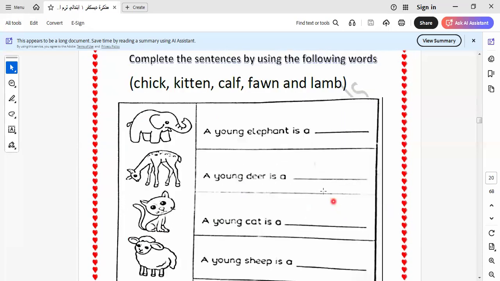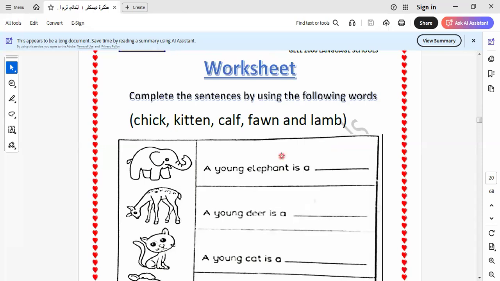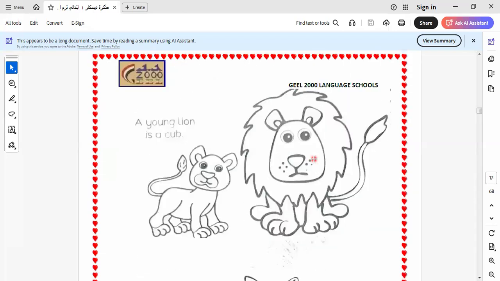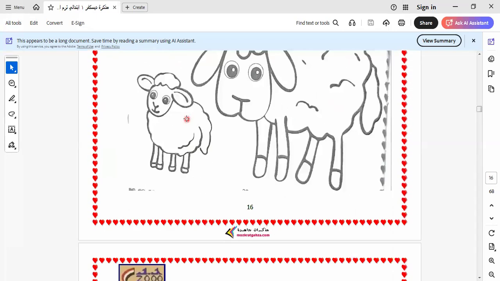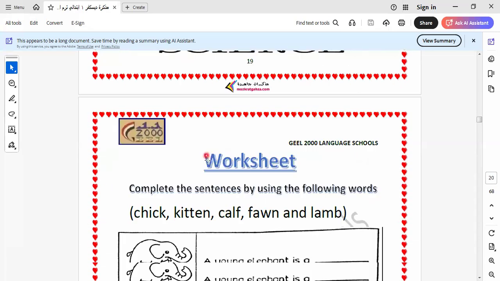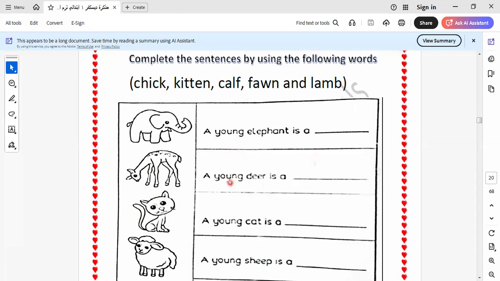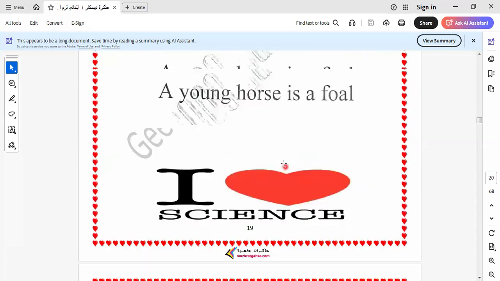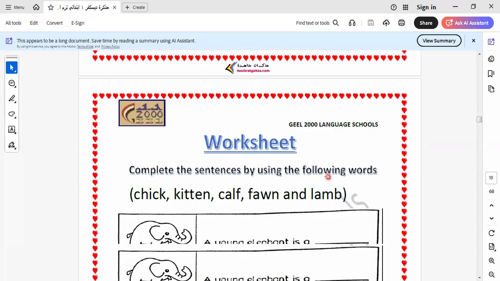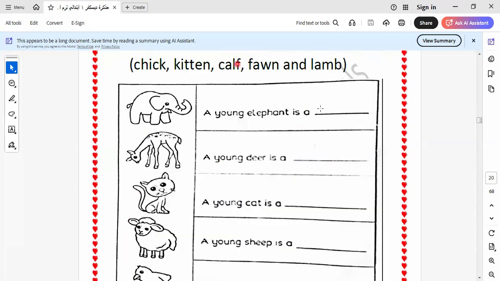Let's do this exercise together. A young elephant is a what? As we know during the lesson, young elephant is called a calf. So I put here calf.